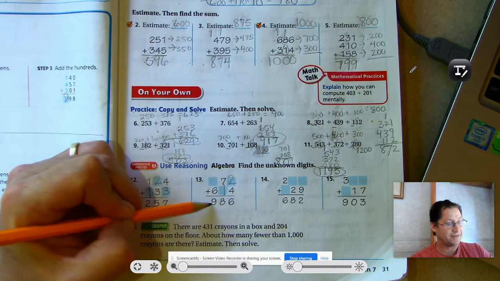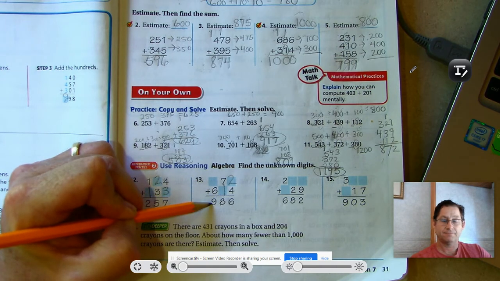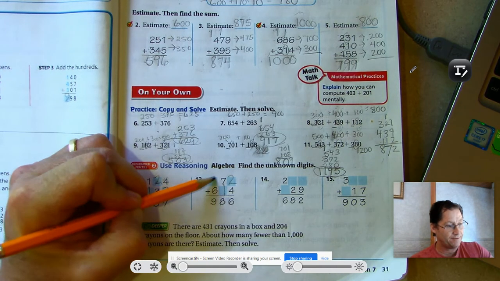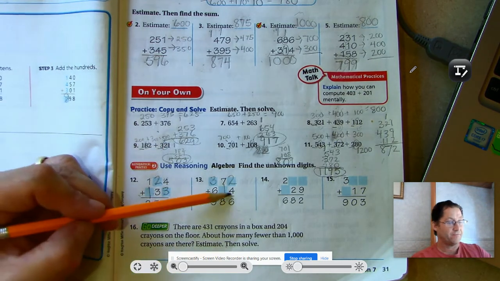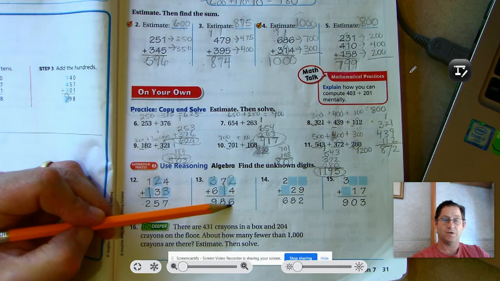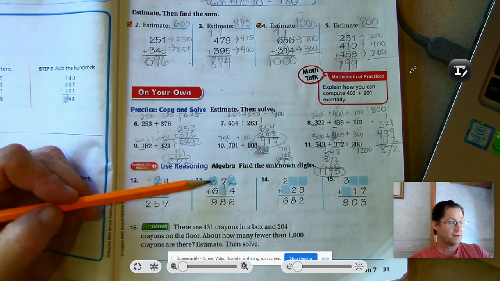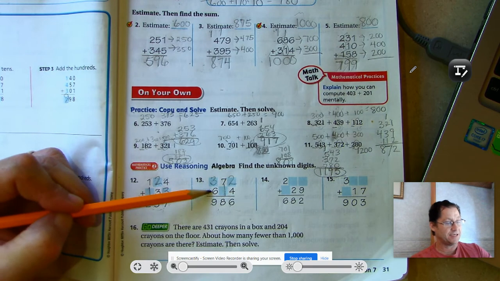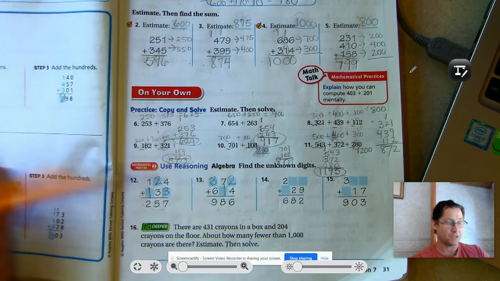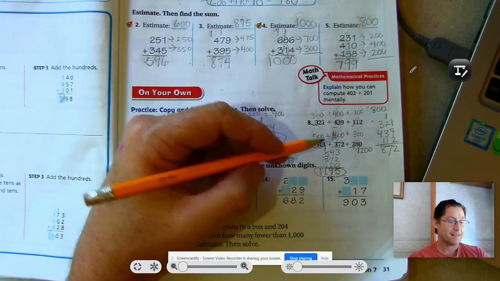6 plus what gives me 9? Well, that's 3, right? Okay, now let's double check. Let's see if we got the right digits. 4 ones, 2 ones is 6 ones. Great. 7 tens and 1 ten, 8 tens. 600s and 300s, 900. Awesome. Those are the right numbers.